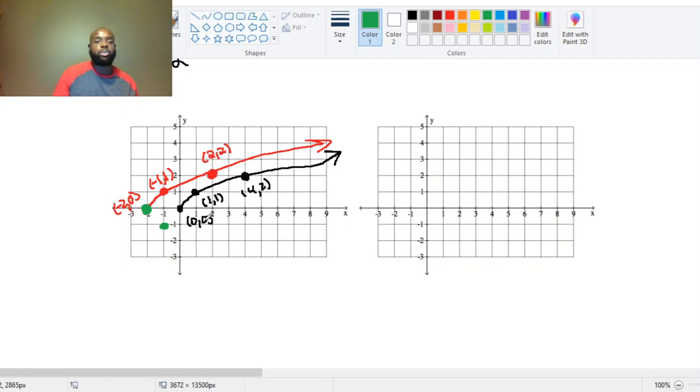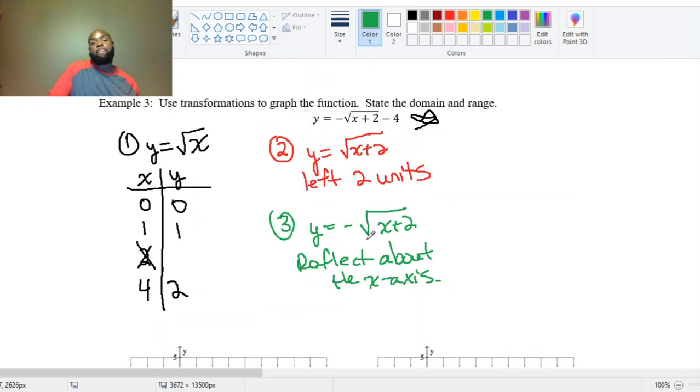Negative, and then 2, -2 would become 2, -2. So I have the point -2, 0, -1, 1, and then I have the point 2, -1. Oh, that's a -1, -1. So I look at my graph, and I get something like that.